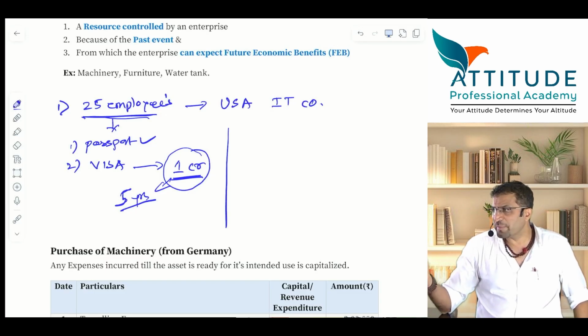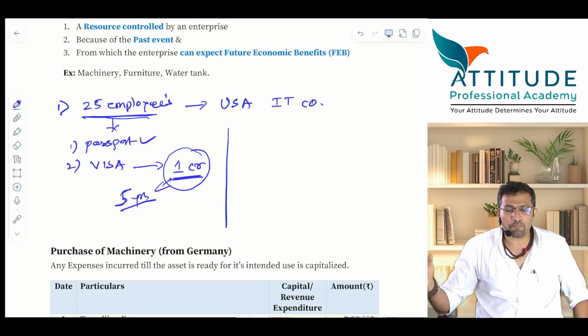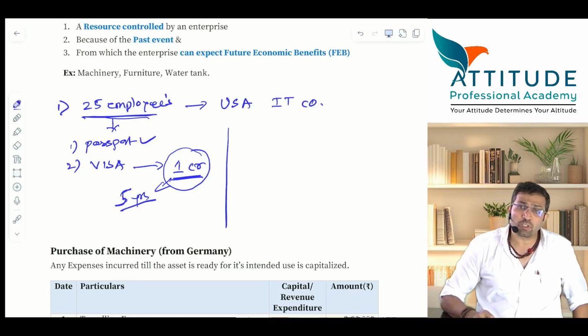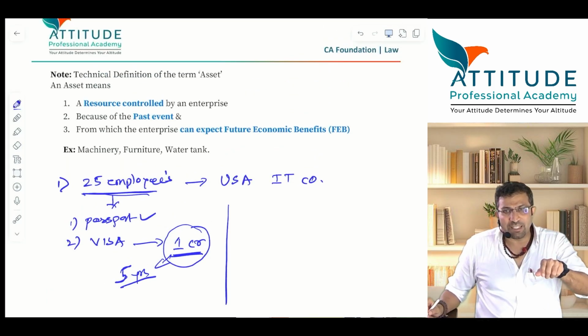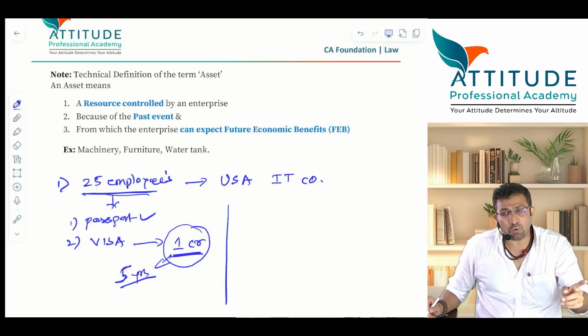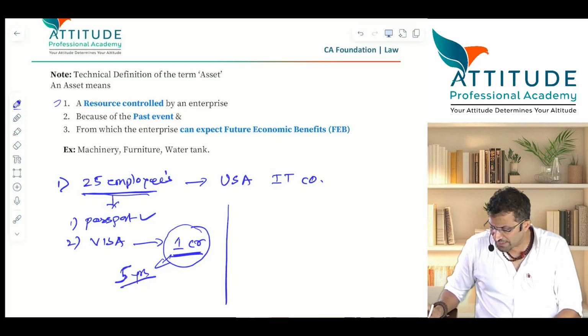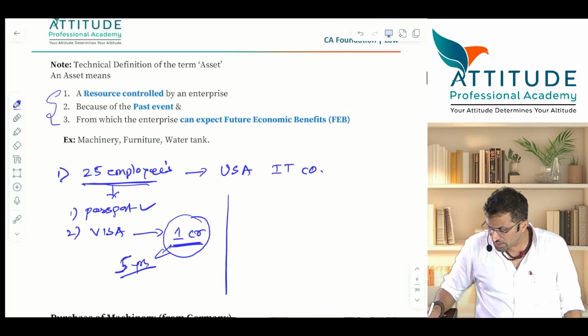Obviously, this is going to give me benefit for how many years? 5 years, more than 1 accounting year. So it's a capital expenditure. And generally, capital expenditure should create an asset. Now we'll go to the definition of the term asset once again. I once again repeat, this is a capital expenditure. If it is a capital expenditure, generally it will create an asset. But it should satisfy the definition of the term asset. Now first, I'll go to the third condition first.